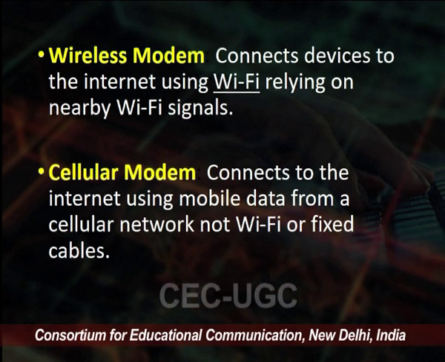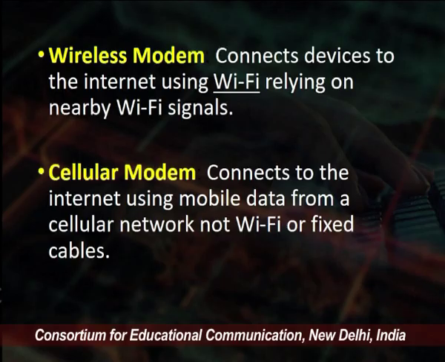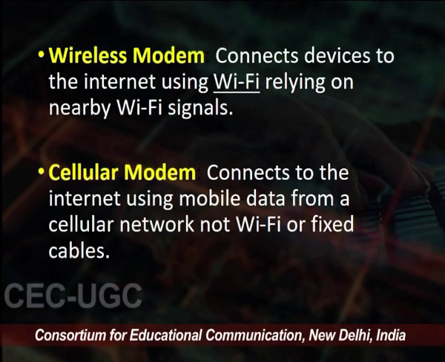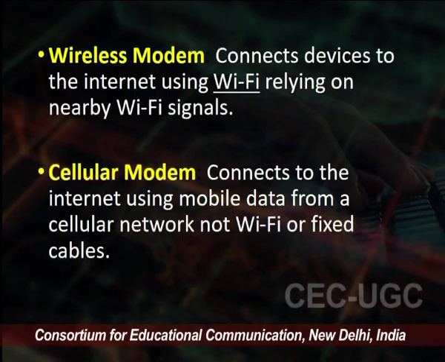As I have told you, there are 4 main types of modems. One is the DSL modem, which connects phone lines to the internet, and the cable modem, which sends data through TV cables. We have the wireless modem and the cellular modem also. The wireless modem connects devices to the internet using Wi-Fi, wireless fidelity, relying on the nearby Wi-Fi signals which are available. The cellular modem connects to the internet using mobile data from a cellular network, from a phone network.